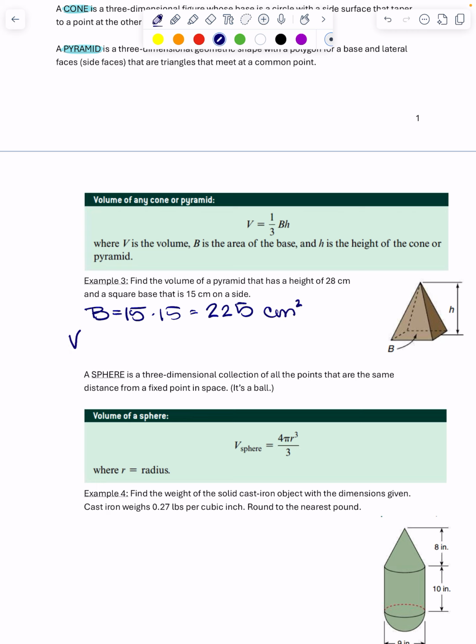The volume is 1/3 times the base times the height. So the base times the height divided by 3. We can do it that way as well. 225 is the area of the base. I have a height of 28, and I am dividing all of that by 3. And I get 2,100 cubic centimeters, centimeters cubed.